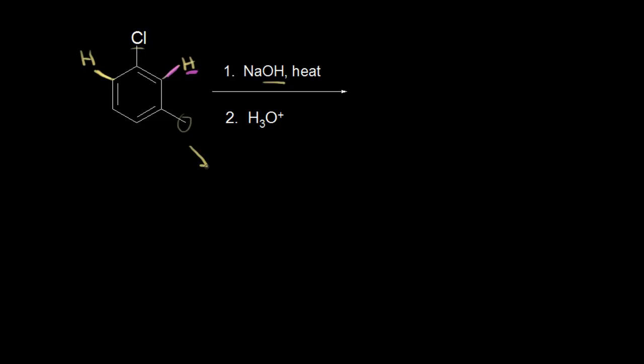The elimination of your halogen would give you your benzyne intermediate, and your benzyne intermediate would look like this, with your methyl group being right here. And so that's one possible benzyne intermediate.